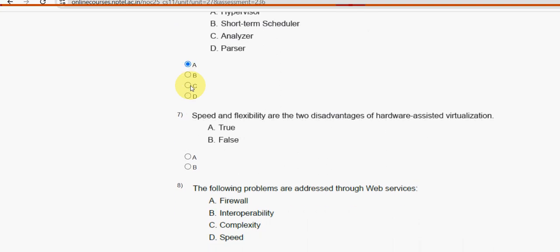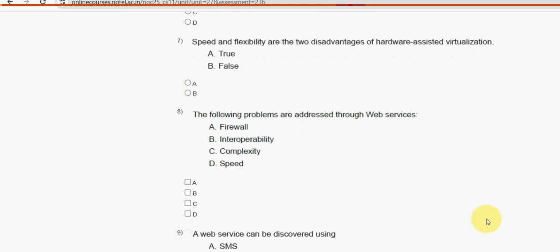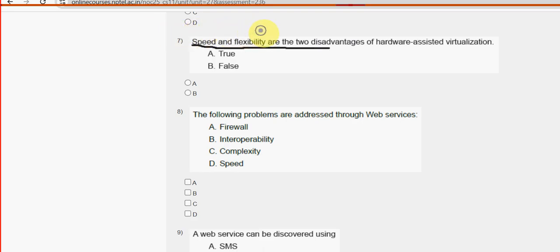Next, seventh one. Speed and flexibility are the two disadvantages of hardware assisted virtualization. Is that true or false? It is absolutely true, guys.